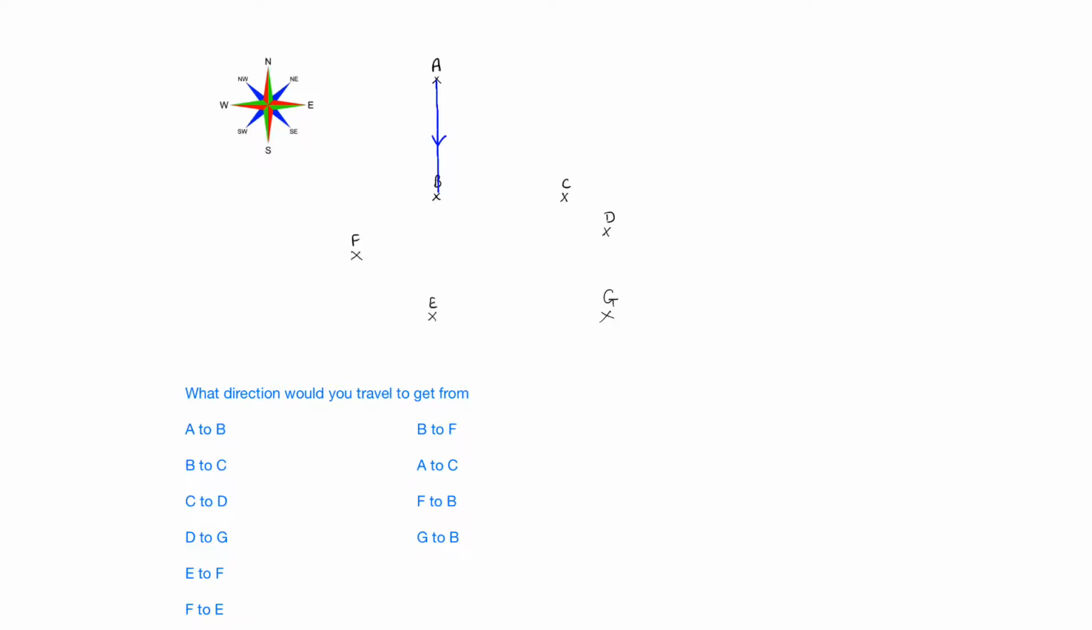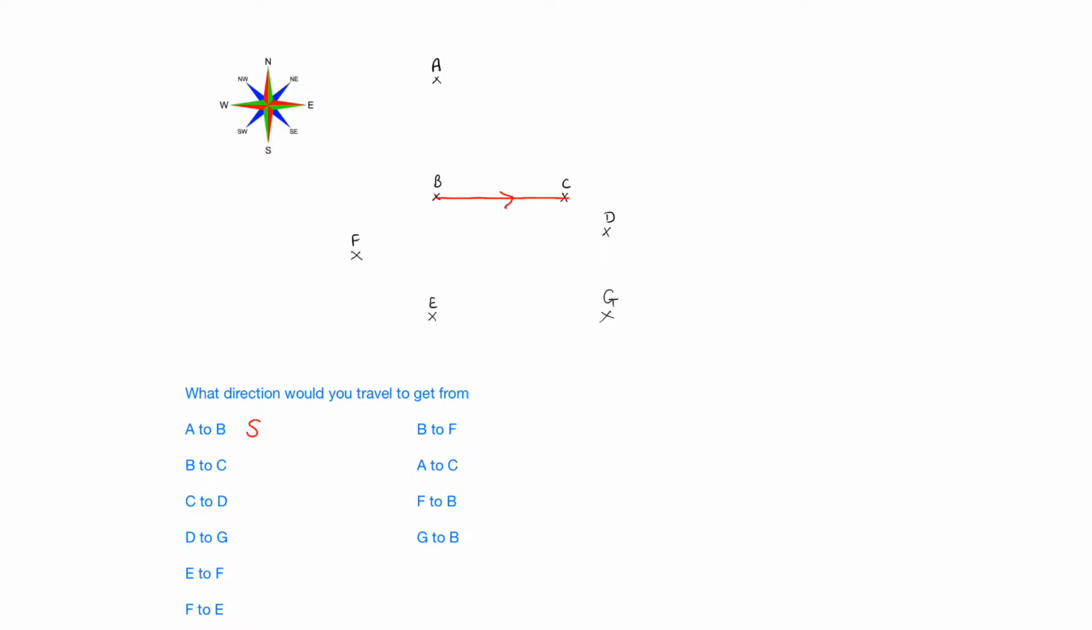Well, that one's a nice easy one. We're going straight down the way, so that one is south. Okay, I'll move that out of the way because it's going to get a bit complicated if we leave all the lines in. We'll draw the line each time. Okay, next one, B to C. So if we're going from B to C, what direction are we going in?